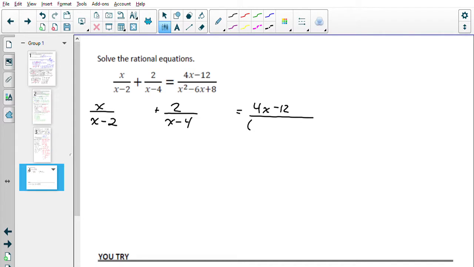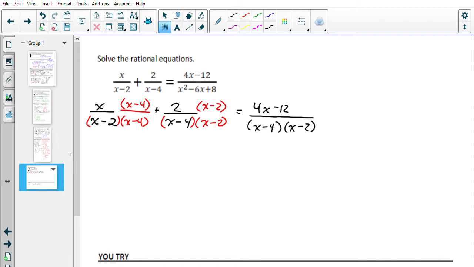The denominator here is going to factor into x minus 4 and x minus 2. What multiplies to give 8 and adds to give negative 6? Negative 4 and negative 2. Okay, so looking at what I need to include to get a common denominator, this needs to have an x minus 4 with it, so I'll put that upstairs. This one needs to have an x minus 2 with it, so I'll put that upstairs, and then everything matches up.